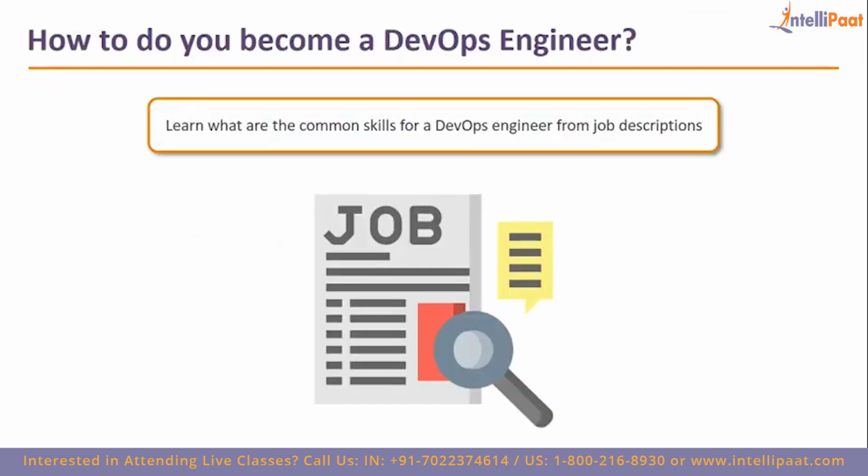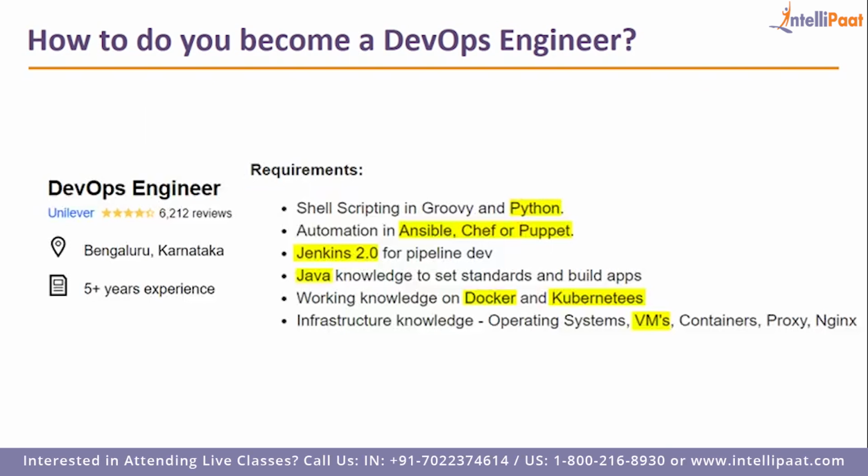Okay, so let's try to answer this question by first listing down all the skills that we have to learn. We have taken up some jobs from different job portals, and these are the skills that are expected from a DevOps engineer. So this is a job from the Unilever company, and these are the requirements that they expect from a DevOps engineer. The DevOps engineer should be good in Python. He should be good with Ansible, Chef, or Puppet, so he should know either of these tools. He should know Jenkins, Java, Docker, Kubernetes, and he should also know about operating systems, virtual machines, containers, proxy engines, etc.